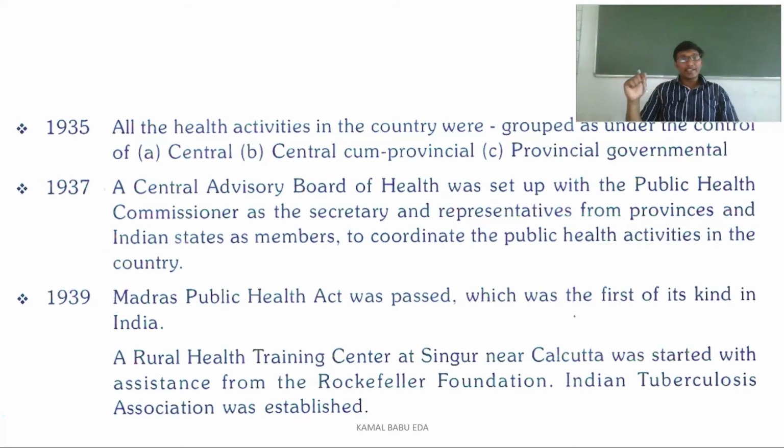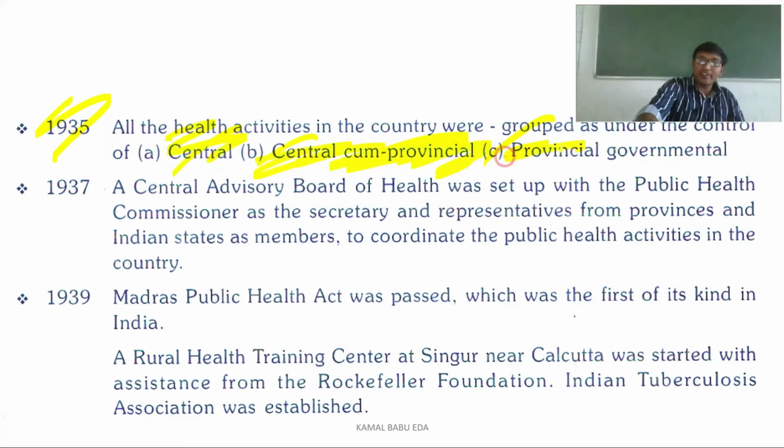And in the year 1935, all these were the historical things. So it will be like this only. Try to cope up and try to understand. All health activities in the country were grouped in the year 1935. So all the health activities carried out in the country were categorized into three types. What? Central, provincial and provincial governmental.